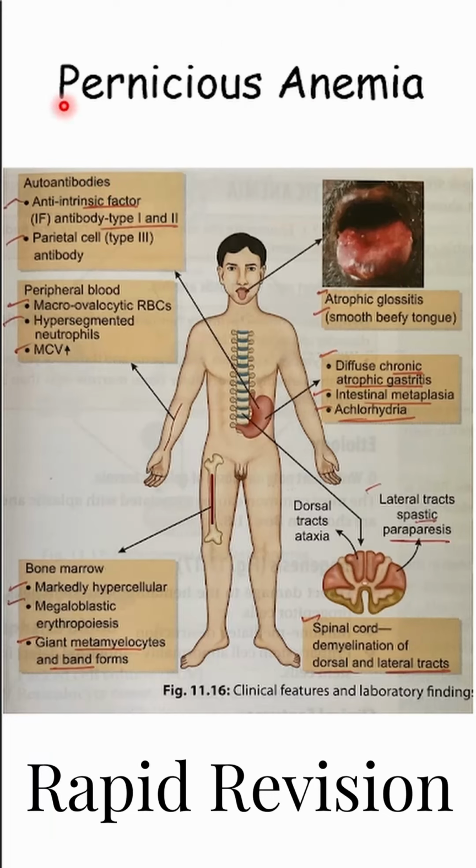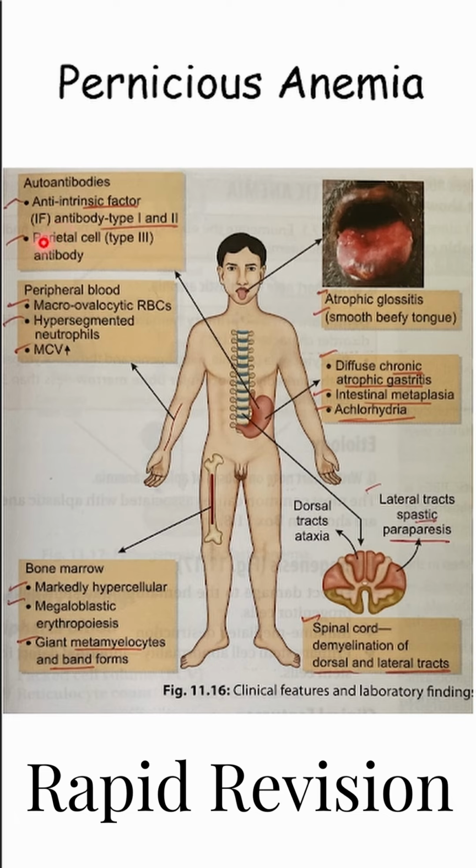Let's quickly revise pernicious anemia. So what do we have? We have autoantibodies against whom? Against the intrinsic factor. There are two types, type 1 and type 2. Then the autoantibodies also attack the parietal cells, which are responsible for producing the intrinsic factor, which binds to the vitamin B12 and gets absorbed in the ileum.